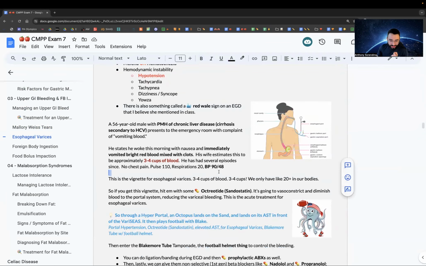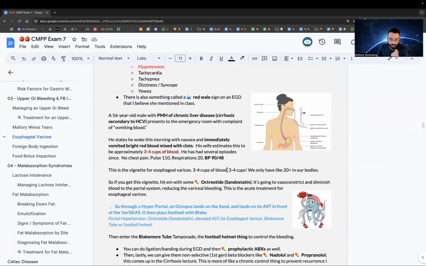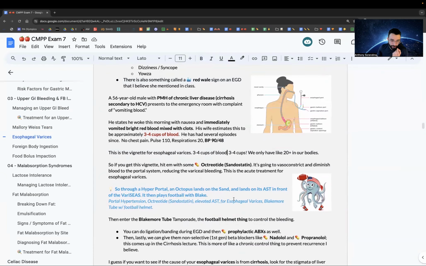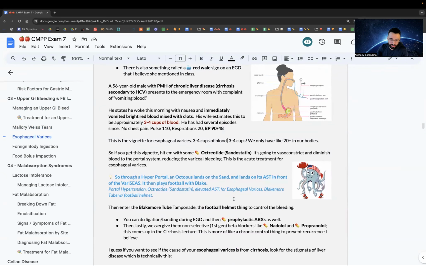So look out for that. Yeah, his BP is 90 over 48. So he definitely has esophageal varices. If it's an acute bleed, we're going to give him something called octreotide, which is also known as Sandostatin. It's a vasoconstrictor and it diminishes blood to the portal system. It's going to reduce that variceal bleeding, okay?